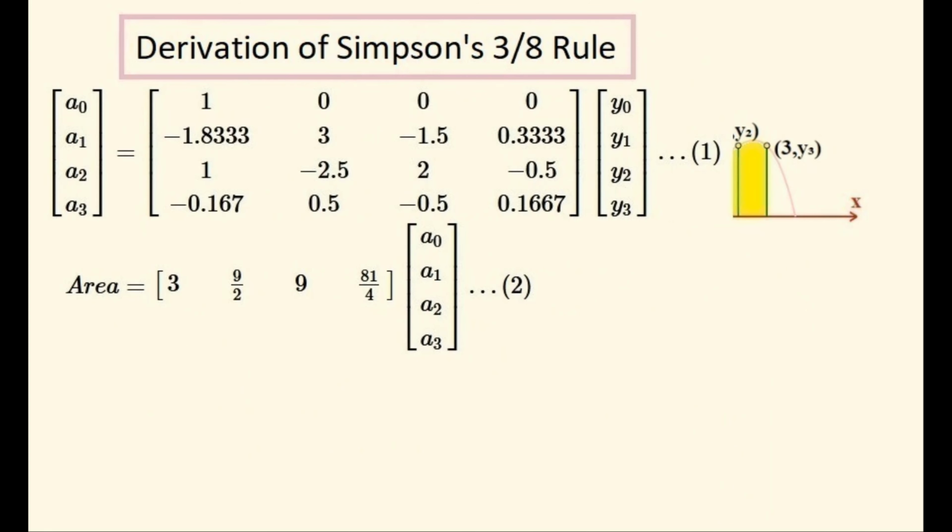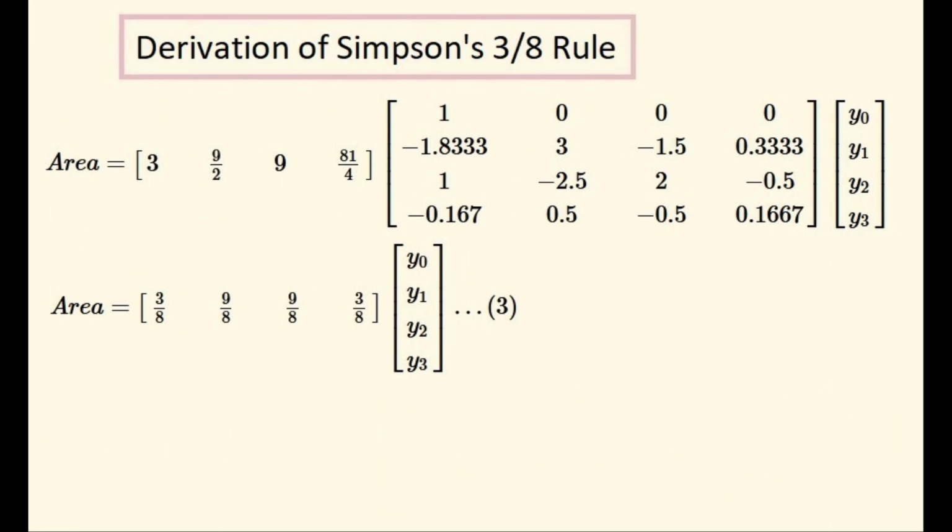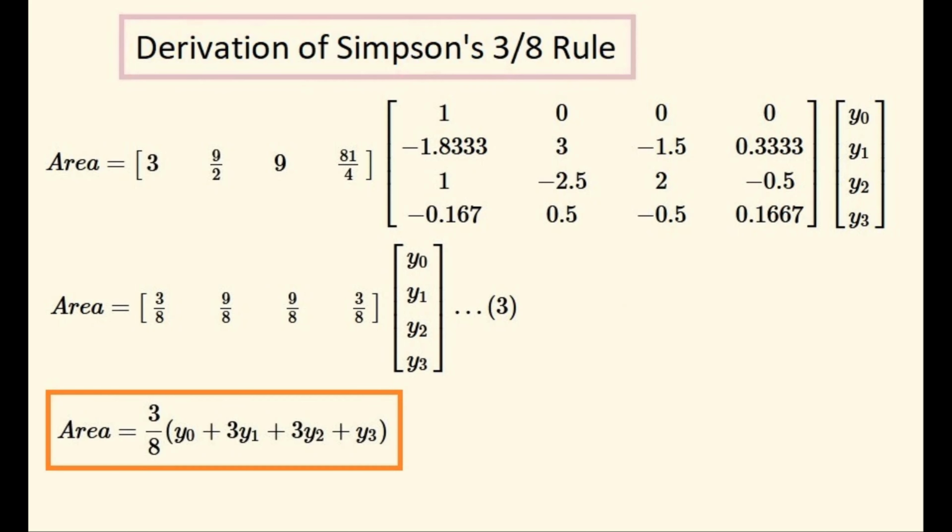Now we have these 2 equations from which to derive Simpson's 3/8 rule. Substituting the first equation into the second gives us this equation. Multiplying this row vector by this matrix gives us this row vector, so we can get the area under the curve using only the heights of the function. The coefficients of this function a0 to a3 need never be known. We can multiply these 2 vectors together to give us this equation, which is Simpson's 3/8 rule for one segment.